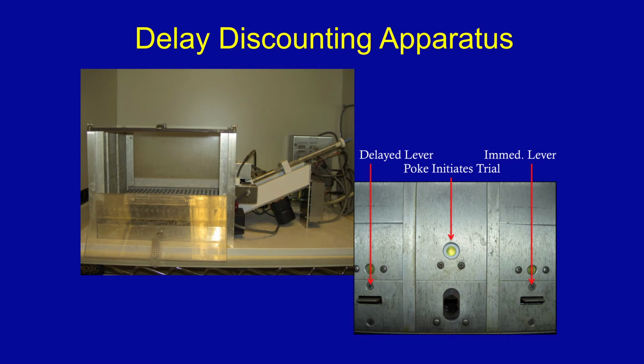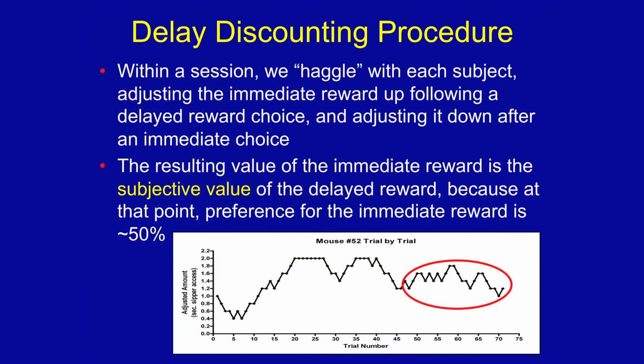And we start off with 1 second of sipper access for the immediate reward. And then what we do is if they choose the immediate reward, we make it smaller. And if they choose the delayed reward, we make the immediate reward larger. So just like this young man, we kept making the immediate reward larger. And if we got to 60 bucks, then I might start coming down to 50 and start haggling. Well, exactly how much are you willing to discount the value of the reward as a result of waiting?